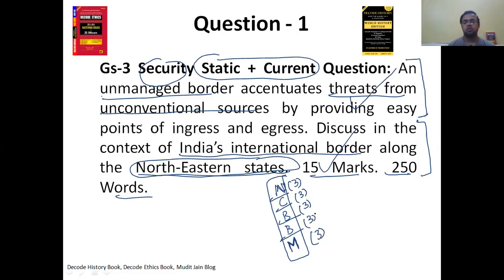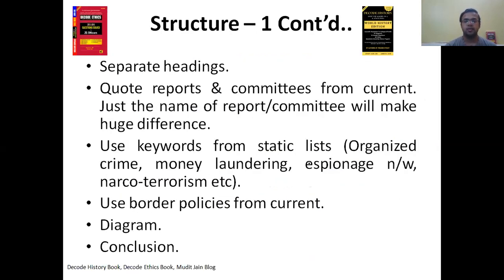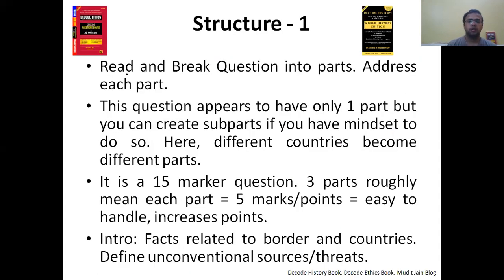So see how easily you can handle this question in multiple dimensions, and how easily you have created your own dimensions in this answer. The answer will be very broad, and it will definitely be very unique in itself, because 9 out of 10 people won't be able to divide it this way. So the keyword is unmanaged border or unconventional threats. So define them in the introduction. Read the question, break it. Question appears to have one part, but then I have told you it has 3 or 4 parts.